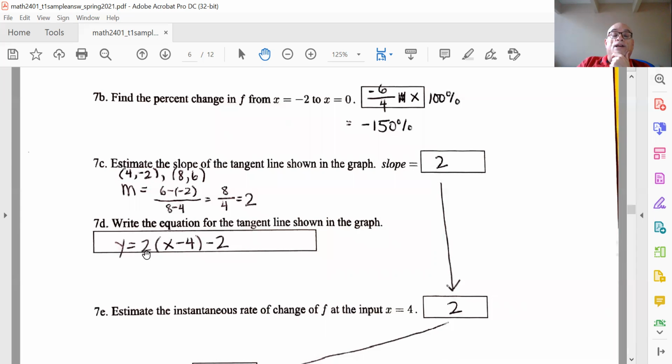You just take y equals the slope times x minus the x coordinate of the point that you know is on the line. I'm going to use this point, 4, minus 2. We could have used this point, but I'm going to use this point. So we have 2 times x minus 4, that x coordinate of this point, and then just add on the y coordinate of the point outside of the parentheses here. Well, the y coordinate of this point is minus 2. So I'm just going to put in here minus 2.